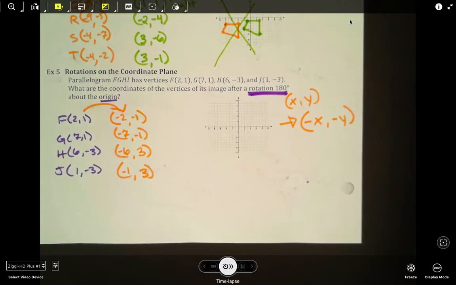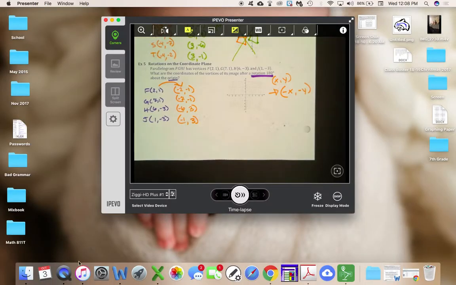You can graph those if you want to. I'm not going to because that's it. Good? Yeah? All right. Oh my gosh. Can't even use the chat board.